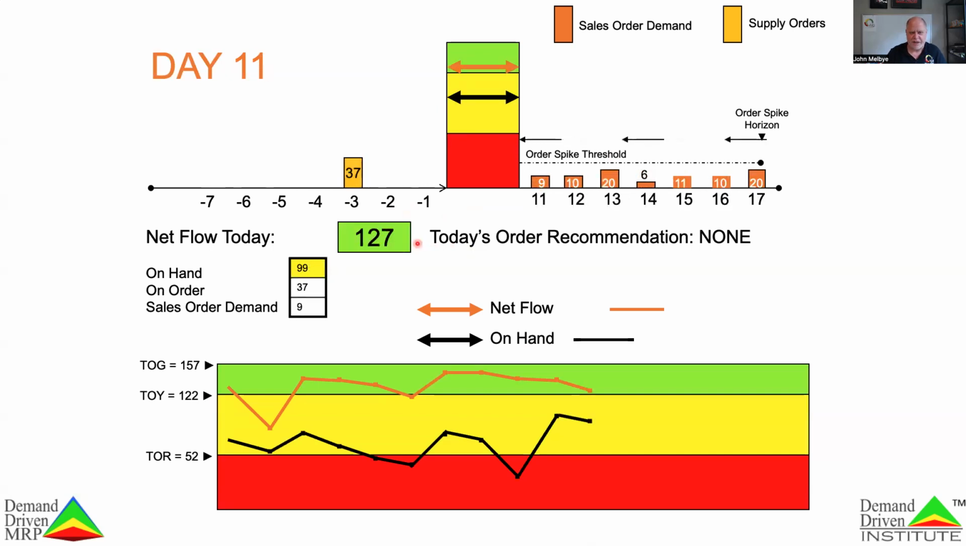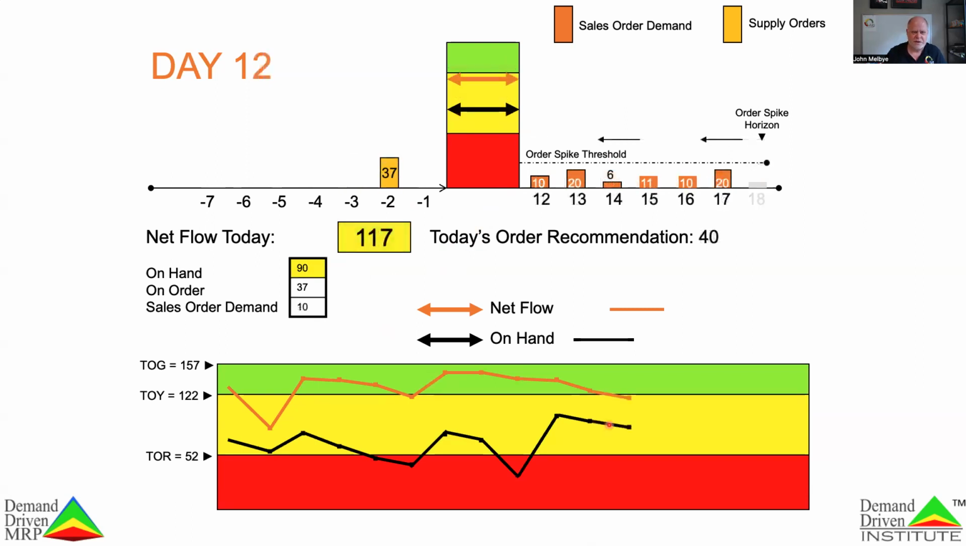Day 11, again, net flow in the green, I do not place an order. My on hand is 99, and my sales order demand is 9. Day 12, I've dropped, my net flow has dropped to 117, which means I order up to the top of green because I'm in yellow. So I'm going to place an order for 40.